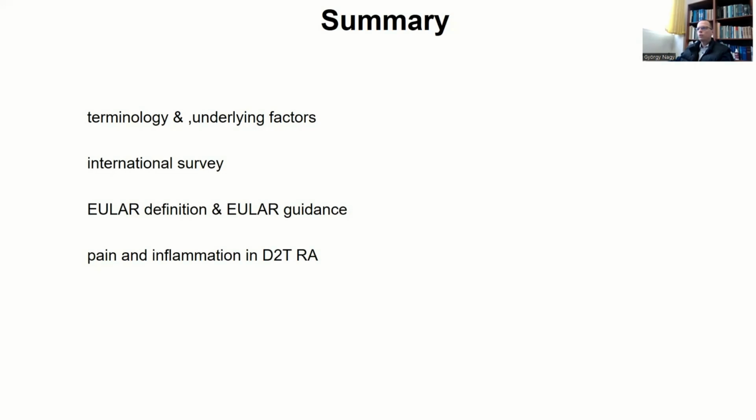So to sum up my talk, I would like to mention that we identified that many patients who have rheumatoid arthritis do not have either remission or low disease activity. So we initiated an EULAR work to identify these patients, to create a terminology and the guidance for these patients. And basically we used an international survey to receive some input from rheumatologist colleagues, and then we created the EULAR definition and the EULAR guidance, which were both published and openly available from all around the world.